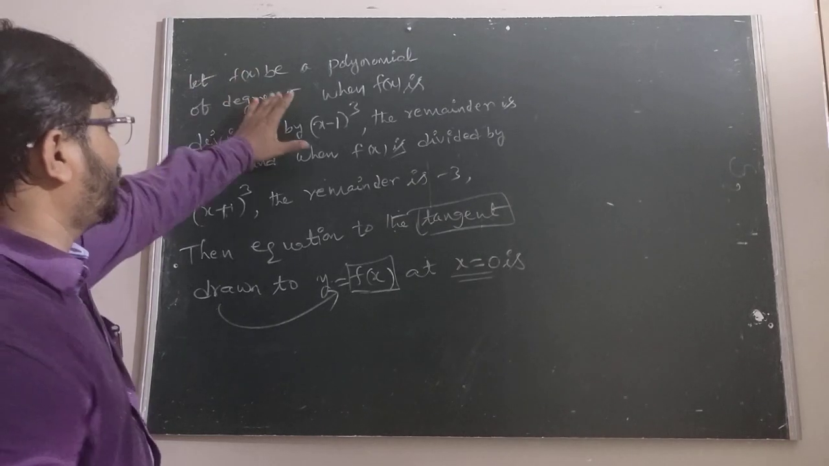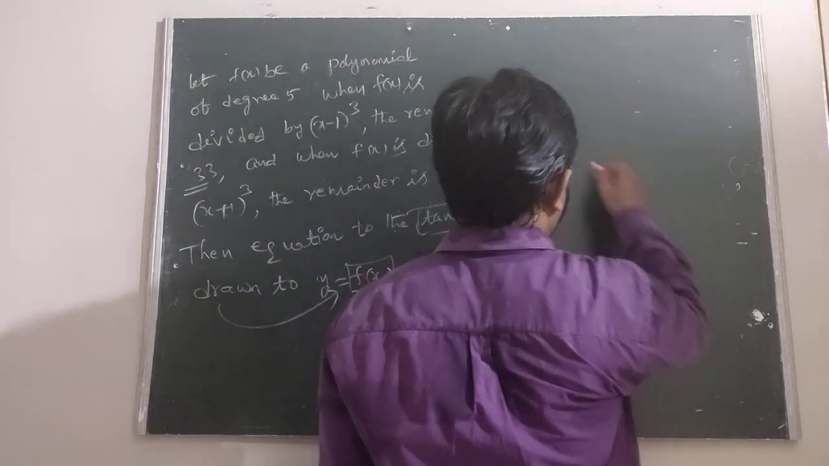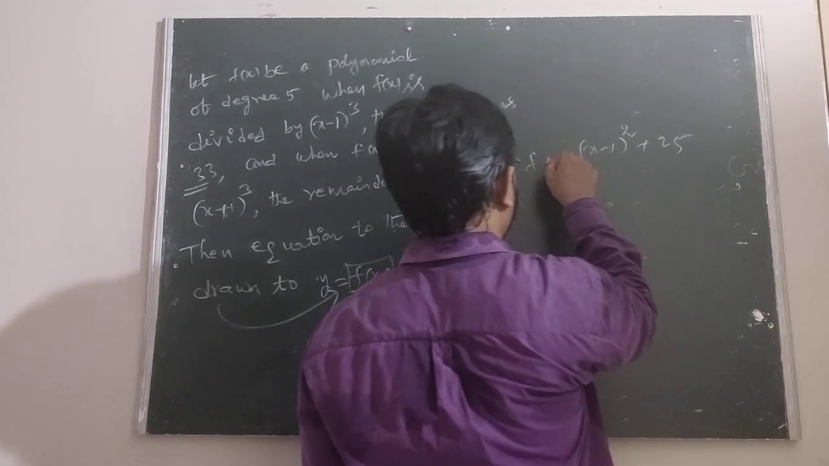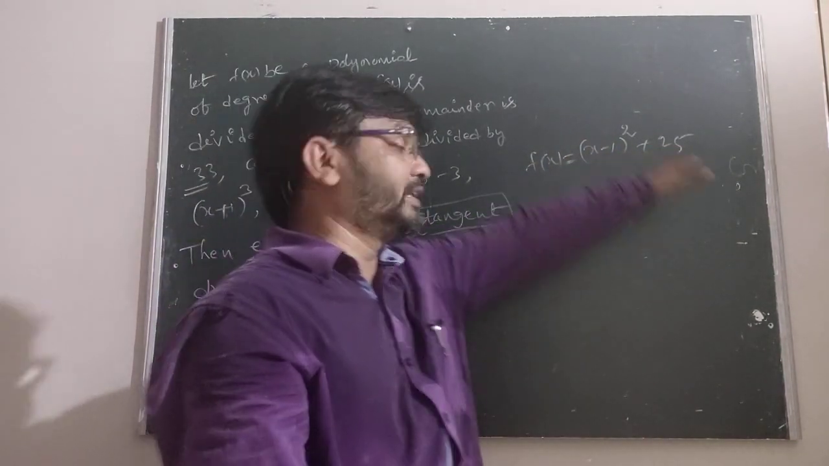Therefore, f of x is a polynomial of degree 5. A simple example we observe here: suppose the polynomial is x minus 1 plus 25. When it is divided by x minus 1, we know that the remainder is 25.